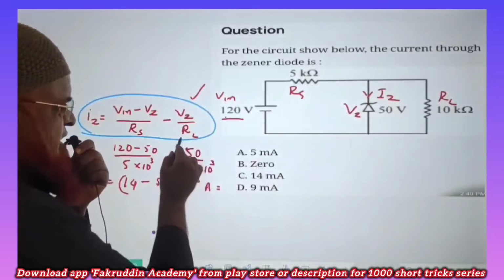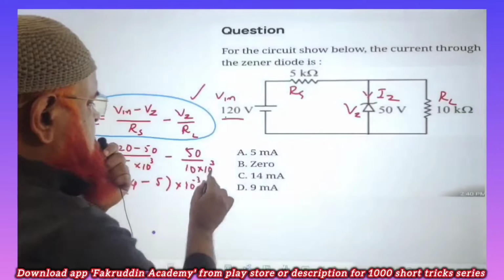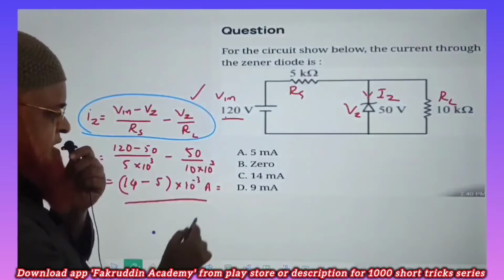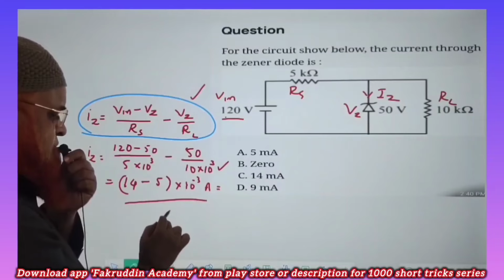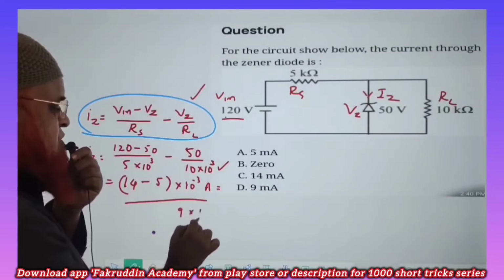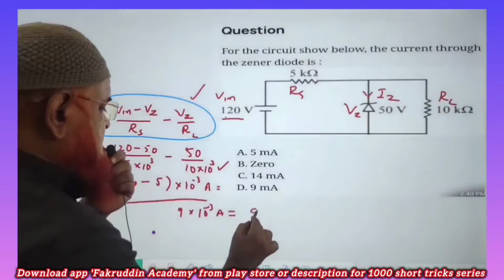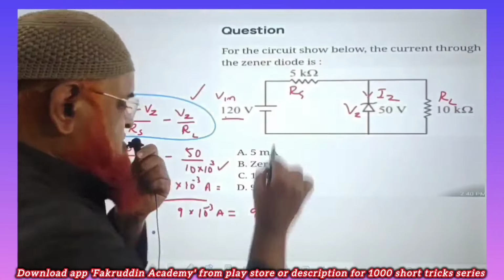Vz is 50 divided by Rl, which is 10k. K means 10 power 3. So if you simplify this, take this 10 power 3 to the numerator, 10 power minus 3, it becomes 14 minus 5, that is 9 into 10 power minus 3 amperes, which is nothing but 9 milli amperes. This is going to be your answer.